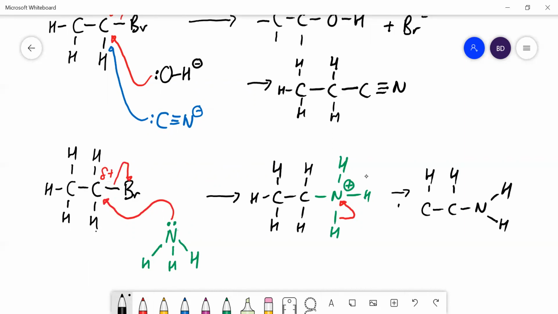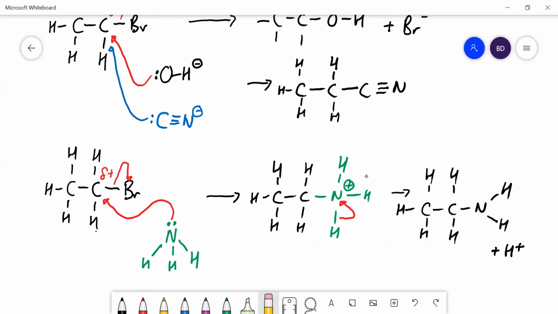Now, in reality, this hydrogen won't come off as H+. It will be picked up by another ammonia. So you should really draw that, and then that of course will come off here as NH4+, but the mark scheme doesn't require you to do that. So just keep it simple and just show the hydrogen dropping off as H+.